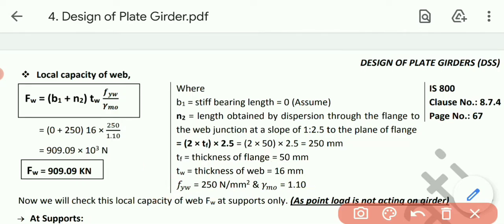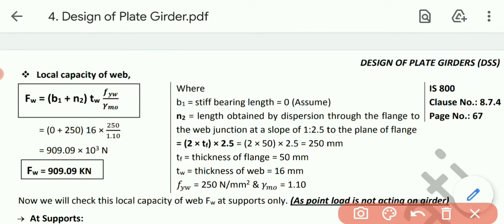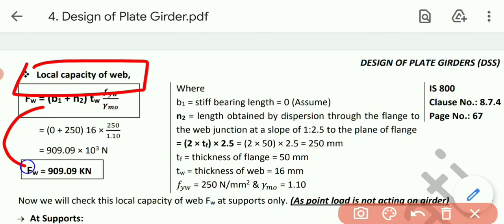So let's put all these values in this formula. B1 is 0, N2 is 250, whole multiplied by 16, that is TW, and FIW divided by gamma m0, that is 250 divided by 1.10. I will get the answer 909.09 into 10 raised to 3 Newton. Let's convert it into kilonewton. What does this indicate? The local capacity of the web is 909.09 kilonewton.